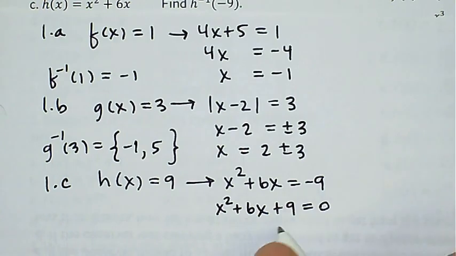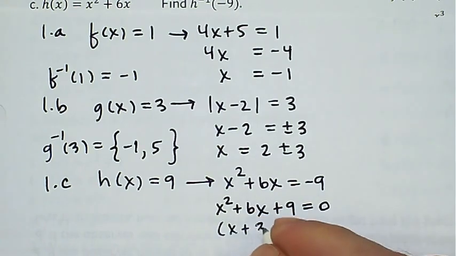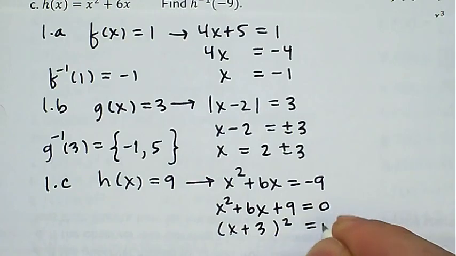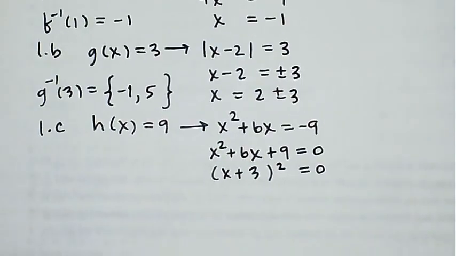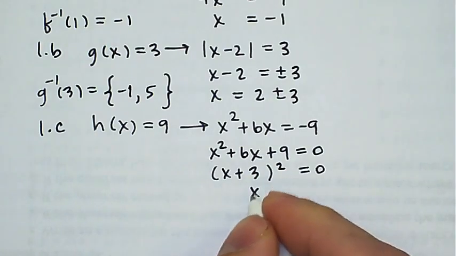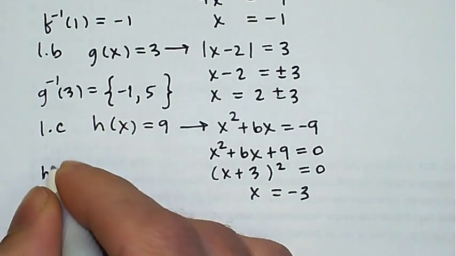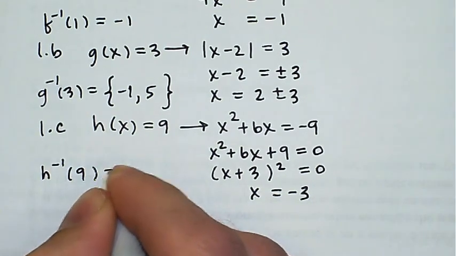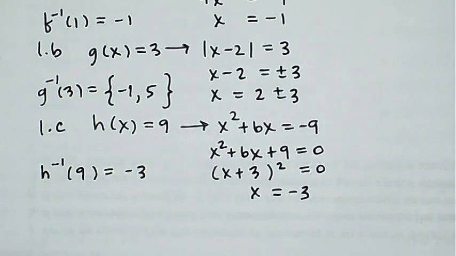That's equal to 0. And so now I'm left with looking for two numbers that multiply to 9 and add to 6. Oh, 3 and 3. So I'll have x plus 3 times x plus 3. That's x plus 3 squared equals 0. I'm looking at this equation. I can see that this equation is only going to be true when x is negative 3. And so I'm going to say h inverse of negative 9 is just equal to negative 3. So there's only one value that I got back.